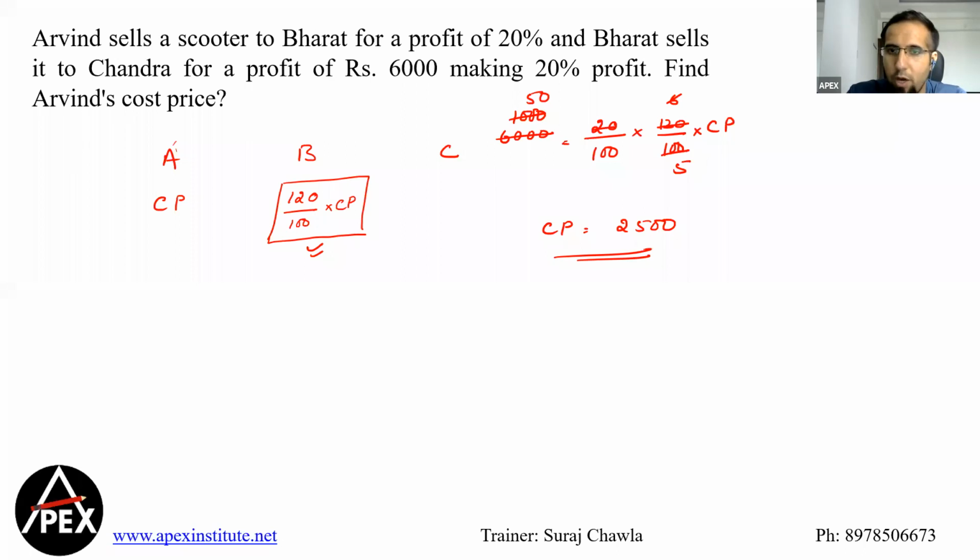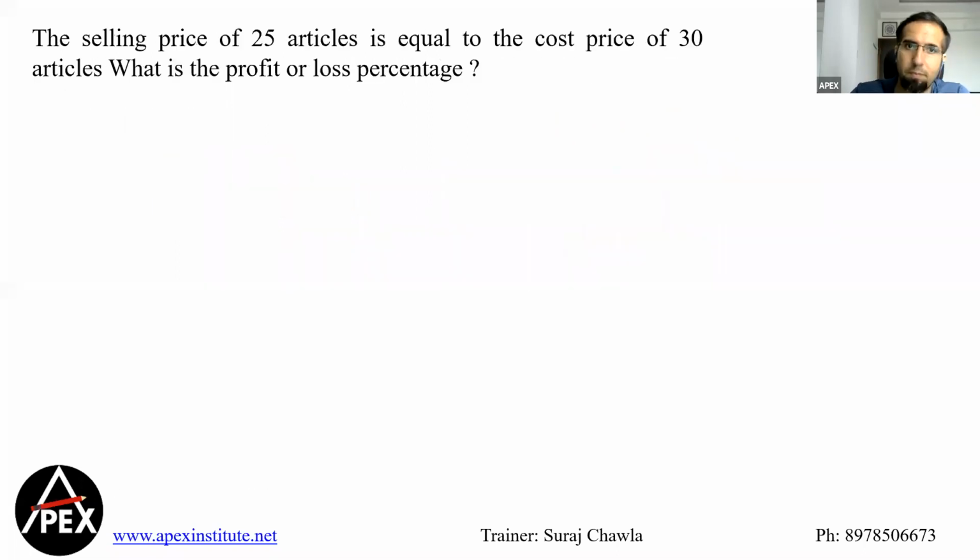Clear, guys? Any doubts here? 250, sir. 25,000. My bad. 25,000. Clear? Can I proceed? Yep. Let's solve this question, please.